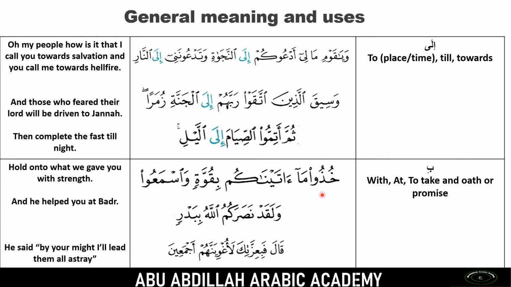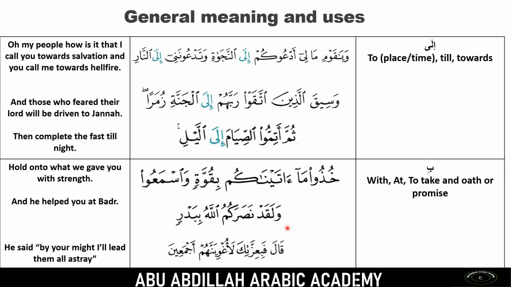The first example says that khudu ma atainakum biquwwatin wasma'u, that is grab on to that which we gave you, biquwwatin, with strength, wasma'u, and listen. So here biquwwatin, that is with strength. So ba is used to give the meaning of with. The next example is walaqad nasarakumullahu bibadrin, that is indeed Allah helped you at Badr. So here ba is used to give the meaning of at.